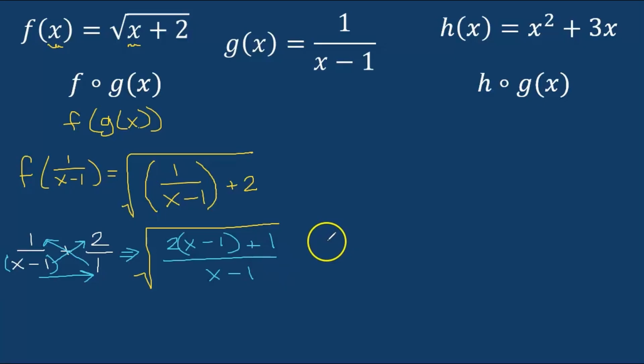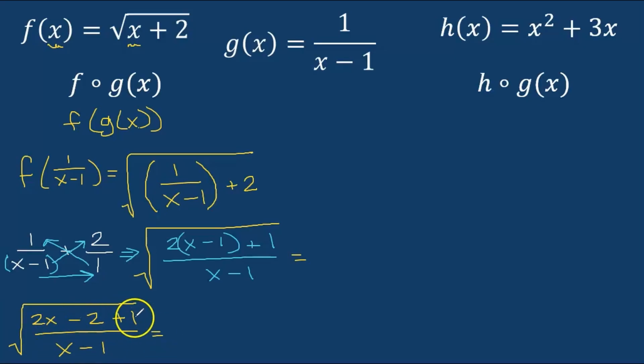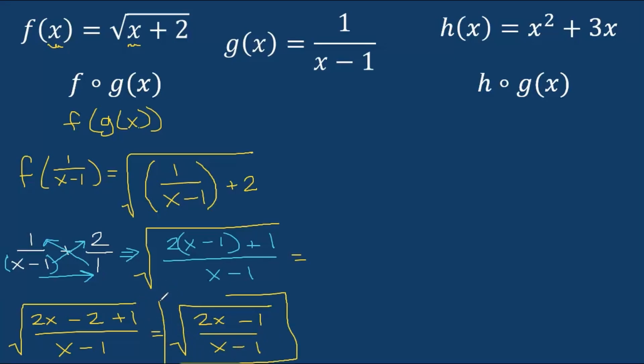Well, what we can do at this point is start to simplify. From here, we can distribute that 2 into this parentheses. So I'm going to move down here. 2 times x is 2x. 2 times negative 1 is negative 2 plus 1. And we still have x minus 1 on the bottom. Now when I combine like terms here, I get 2x minus 1 over x minus 1. And this is actually my final answer. It can't get any more simplified than this. We could write it in exponential form, but there's not a reason to. It doesn't help us. And so this is our f of g of x.